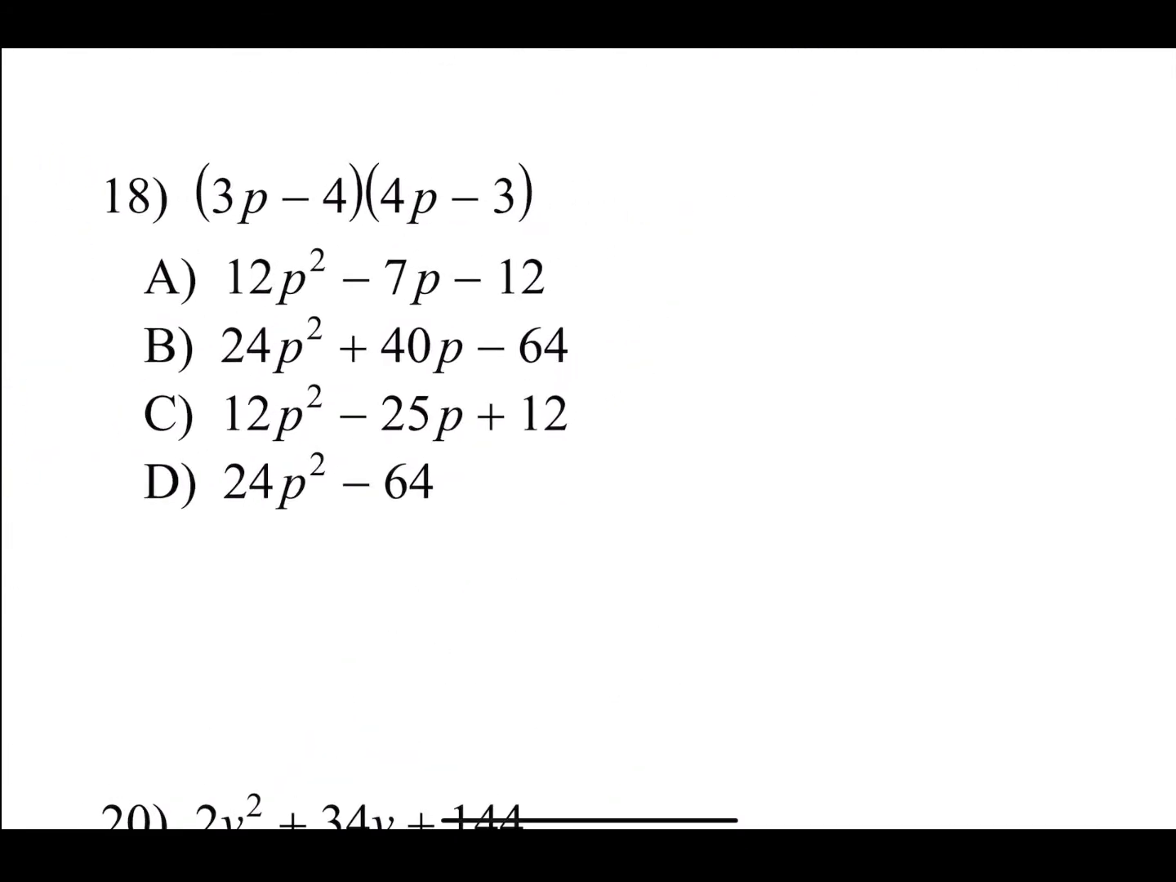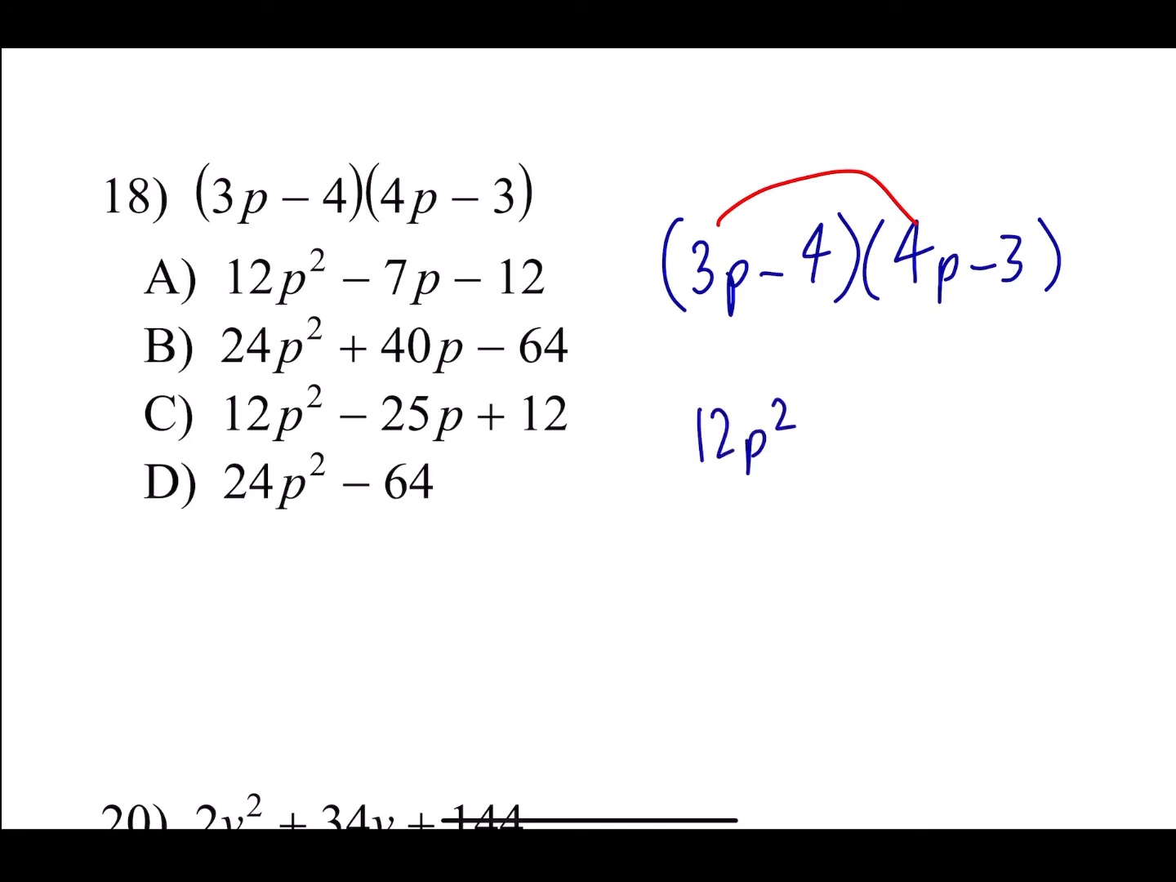18. This one I'm going to do FOIL, just because I'll show you why. If you do it often enough, you start doing it in your head, and then you don't really need to write down a box, and it makes you faster. But I will never, ever fault you for using the box method. So in my head, without writing it down, I usually think, well, first times first is 3p times 4p, 12p squared. Outer, so 3p times negative 3 is negative 9p.